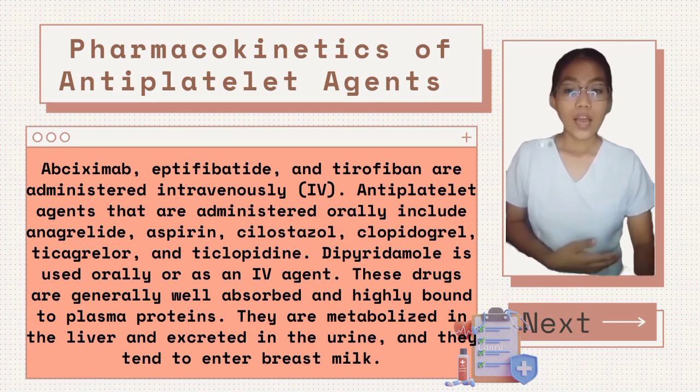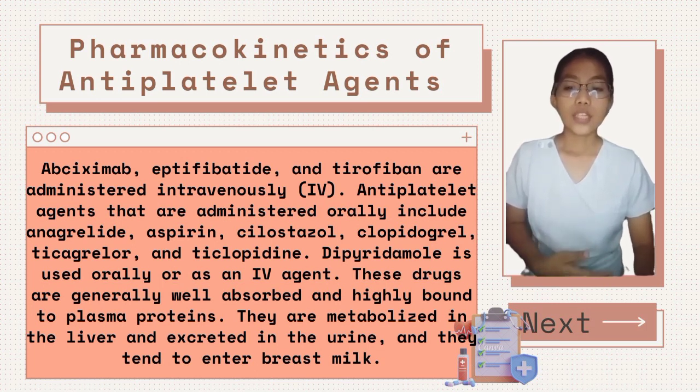In addition to that, abciximab, eptifibatide, and tirofiban are administered intravenously, or through IV. Antiplatelet agents that are administered orally include anagrelide, aspirin, cilostazol, clopidogrel, ticagrelor, and ticlopidine. Dipyridamole is usually given orally or as an IV agent.